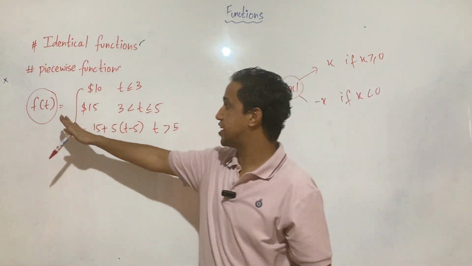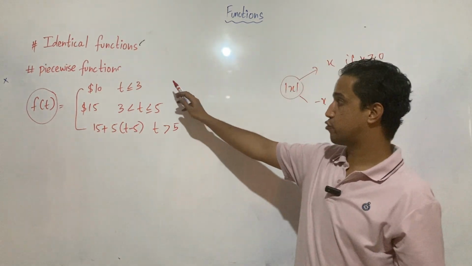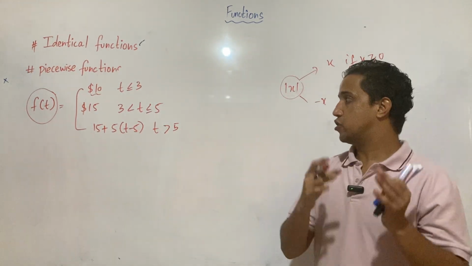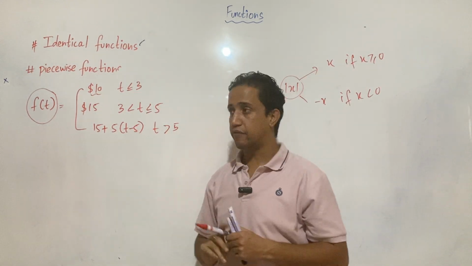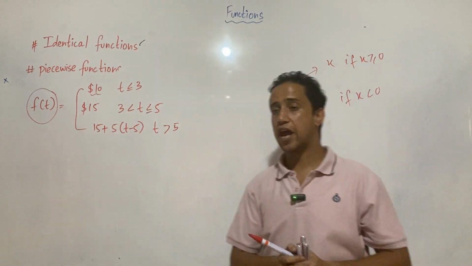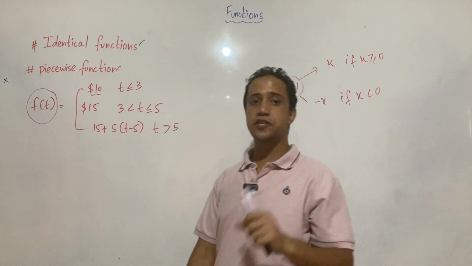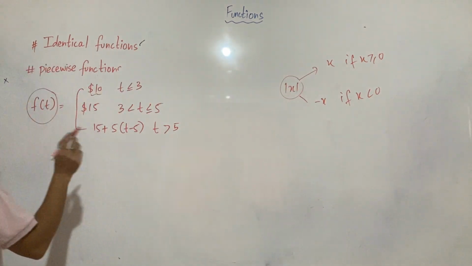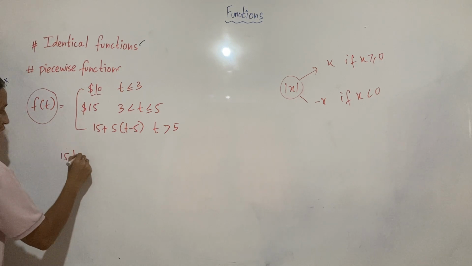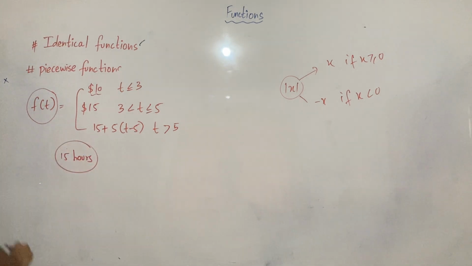Okay, so it says that if you park for less than 3 hours, then you have to pay $10. And if you park for more than 3 hours but less than 5 hours, then you have to pay $15. Now the question is, if you have to park your car for 15 hours, then how much money are you going to pay?